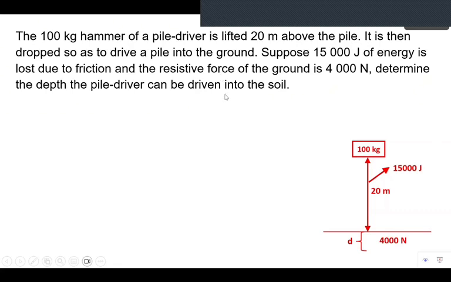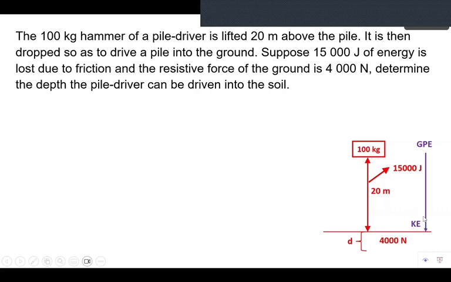Next, you need to think a little bit: where do I start from after I draw the diagram? This is my thinking process. You should know that the hammer, initially at 20 meters high, has GPE. As it drops down, the GPE is being converted to kinetic energy. Just before it touches the ground, all the GPE would have been converted to kinetic energy.